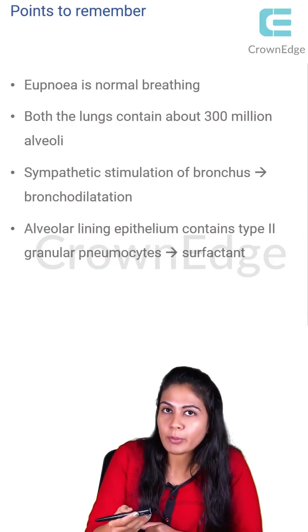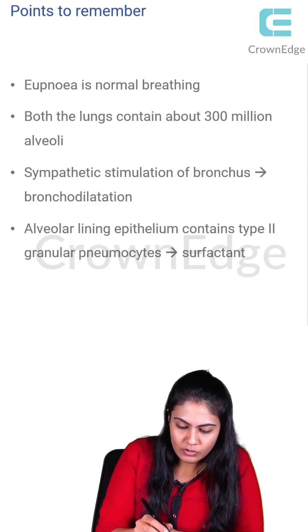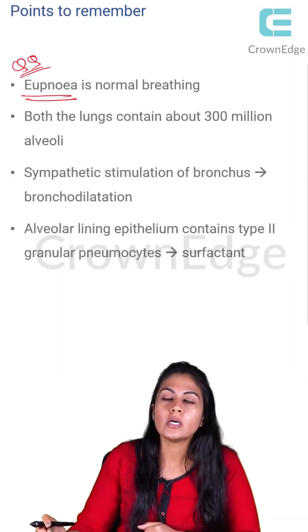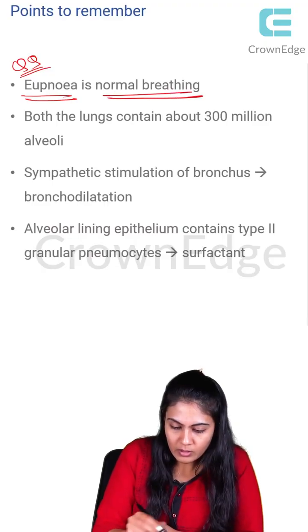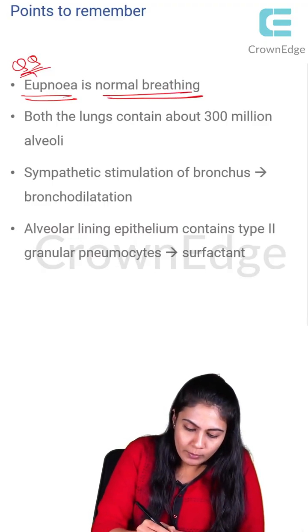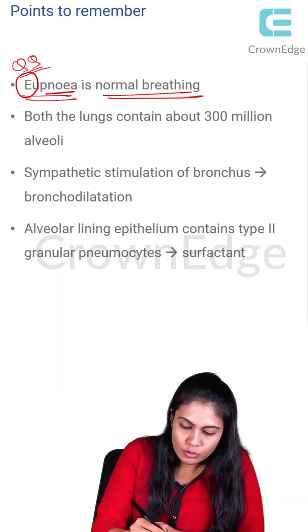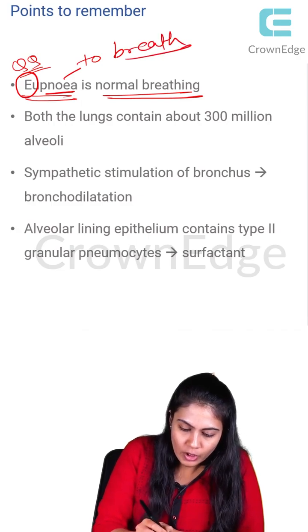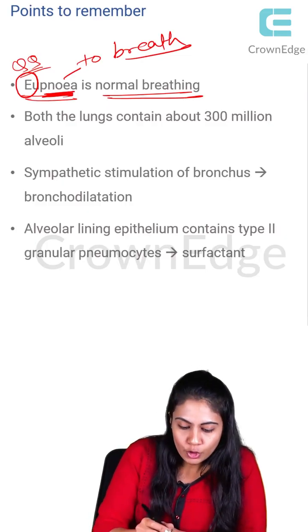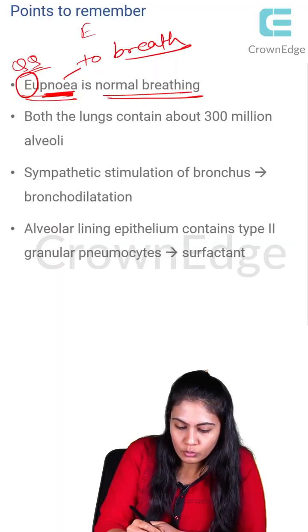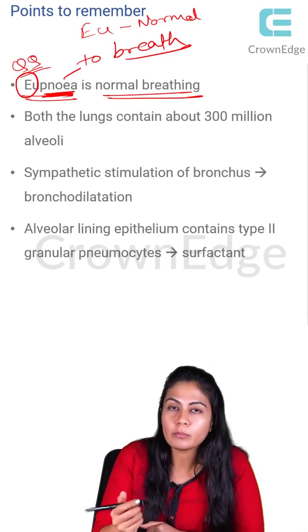What are the points to remember? This is a specific terminology which is known as eupnea. AIIMS asked this question in a previous year. What is eupnea? Remember, it is nothing but normal breathing. Eu means normal, pnea means to breathe. So wherever you hear this term pnea, that means to breathe, right? Eu means normal. So eupnea means normal breathing.